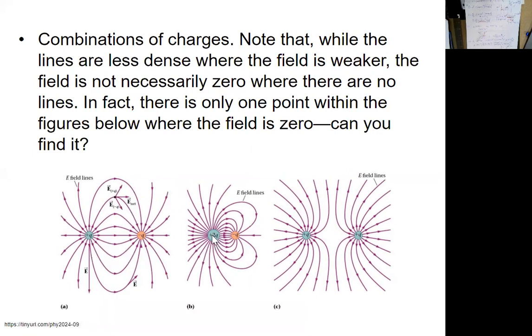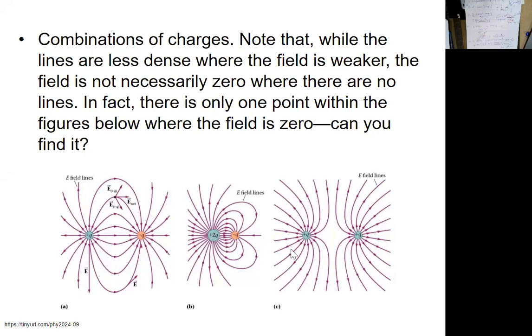If you have a 2Q positive and a minus Q here, you'll see that you have more lines around the larger charge, and fewer lines around the other, okay? So you can count the number of lines to identify the strength, or the magnitude, of the charges.